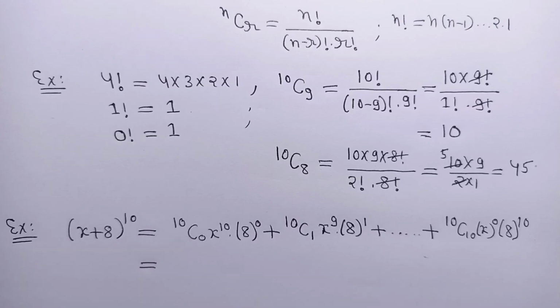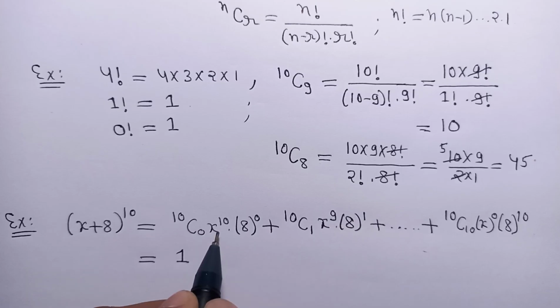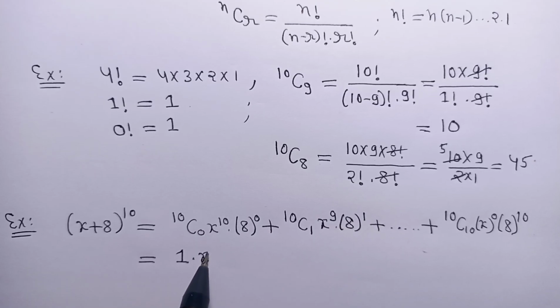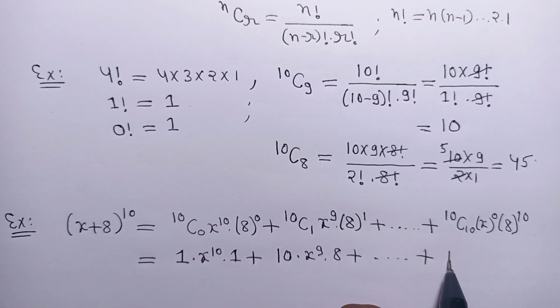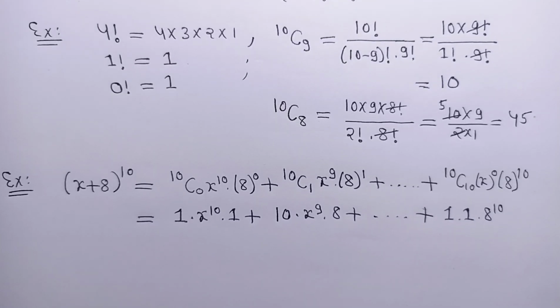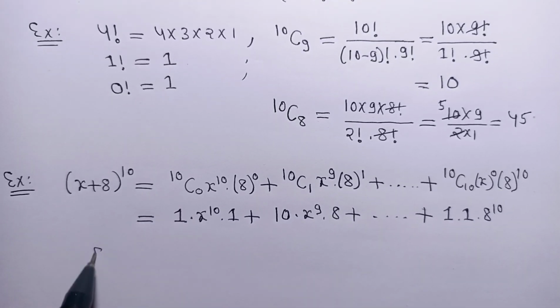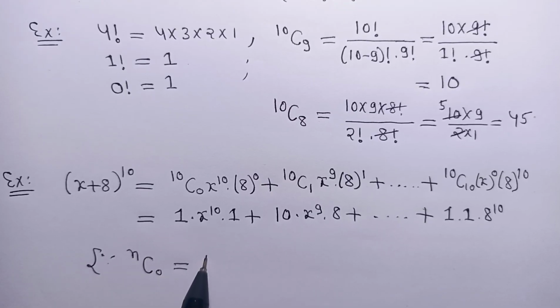So this will be equal to 10C0, which when you simplify will be 1 only, and x^10. x^10 into 8^0, which is 1 only, plus this will be 10 only, and this will be x^9 and 8, plus dot dot dot, plus 10C10, which is again 1 only, x^0 means 1 only, and 8^10 only. So why am I writing 10C0 as 1? Because nC0, whatever the value of n, is eventually 1 only.